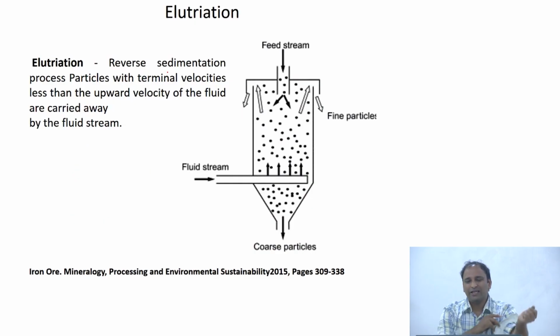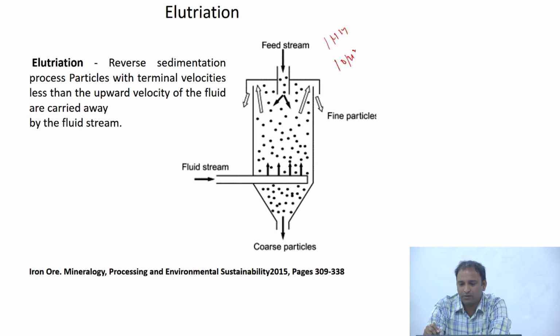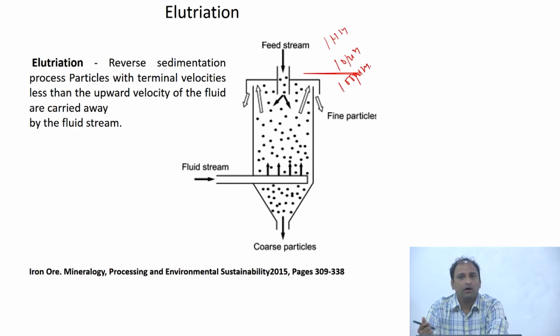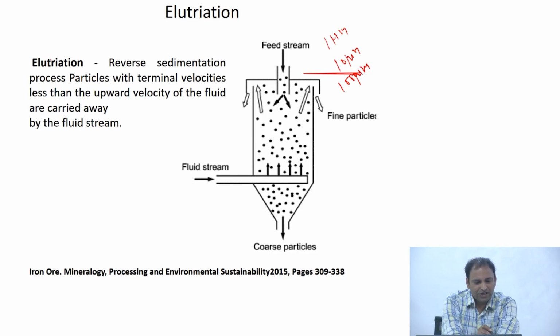I talked about elutriation in the last class. Maybe I was trying to draw a picture myself, so it wasn't clear. Elutriation is again a technique typically used for separation of particles. If you have a mixture of particles, to give an example, let's say 1 micrometer, 10 micrometer, and 100 micrometer particles. Elutriation is actually the reverse of sedimentation.